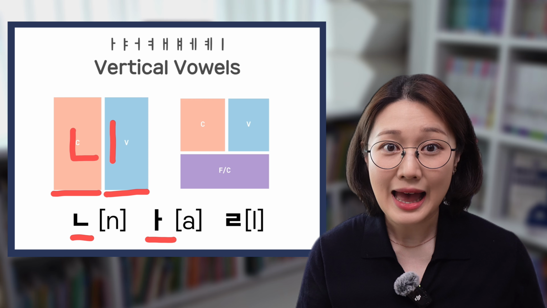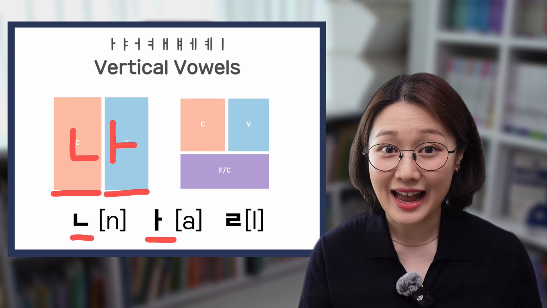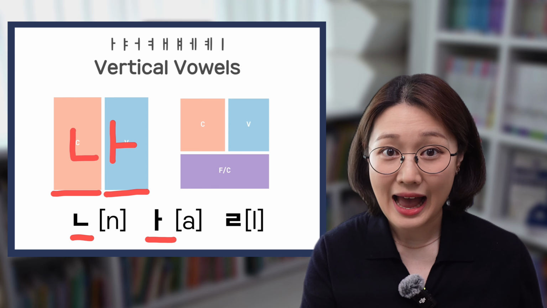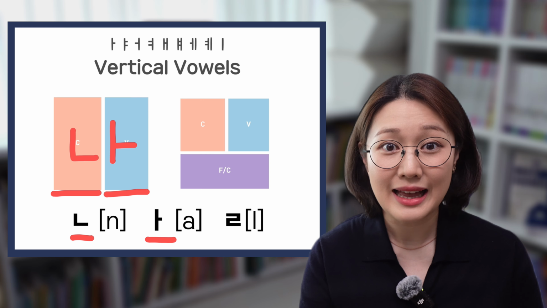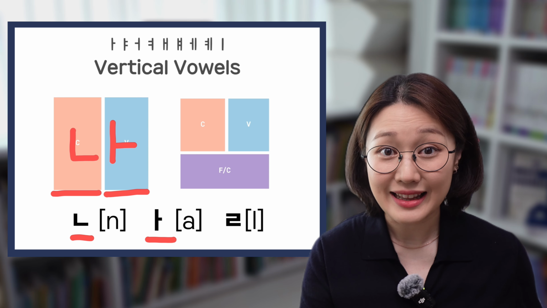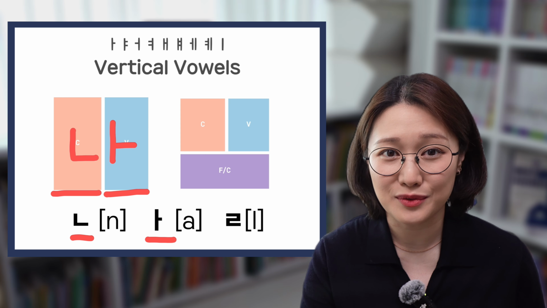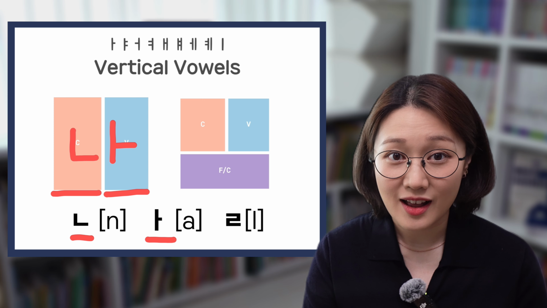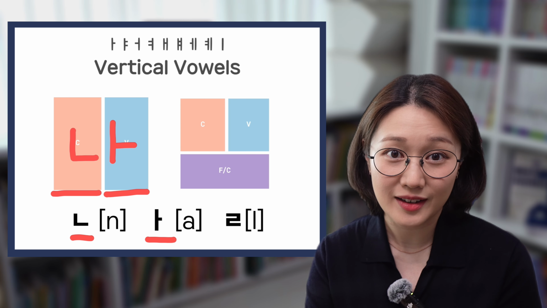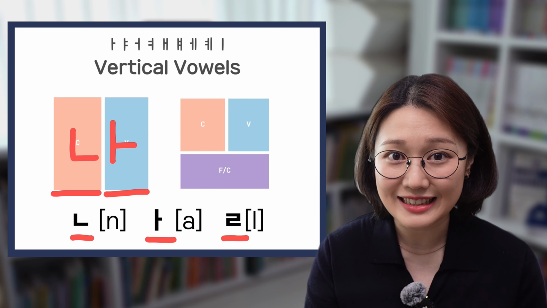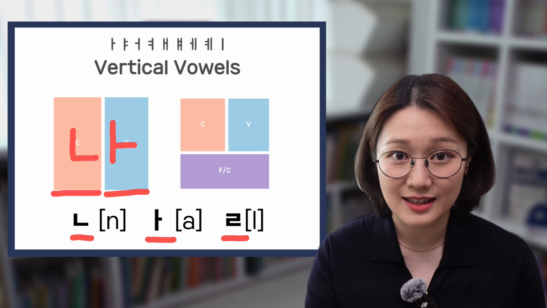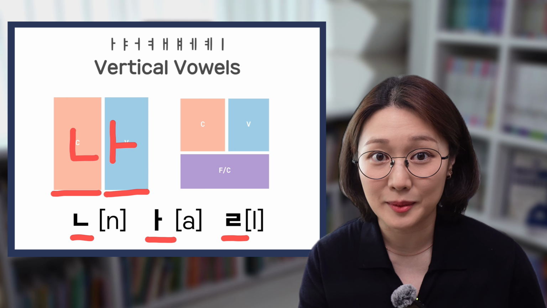We get na, na. We read it in the same order, so na, consonant, then vowel. Na means I in casual form. Simple, right? Now, let's add a final consonant to a vertical vowel block. Let's add ㅁ as the final consonant. The final consonant is the sound closest to the syllable.